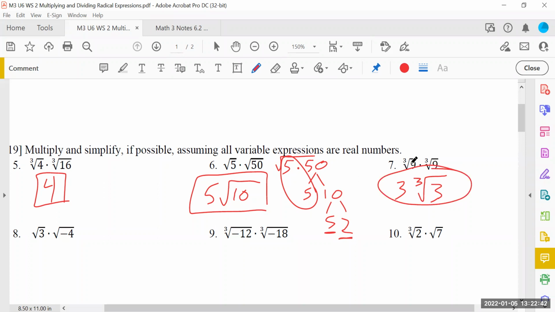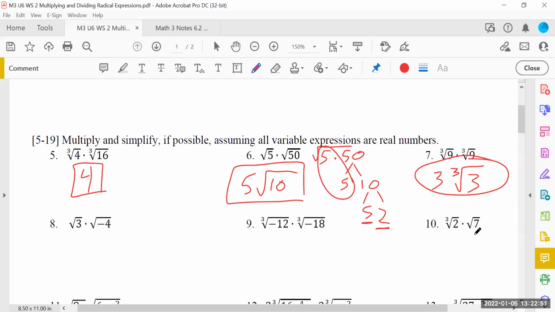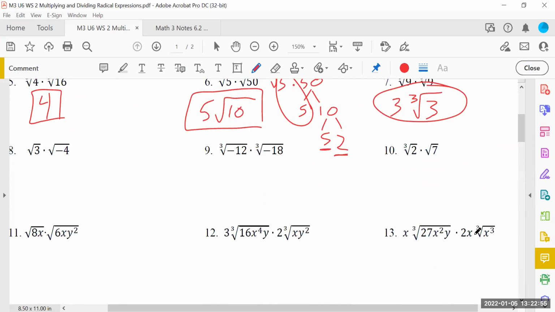Yes. Which one? Number 10. Okay, you're ahead of us, but I'll go ahead and do it since you asked. Number 10, does everybody see that number 10 has a problem? You've got a cube root of 2 times a square root of 7. They don't have the same index. So you're either going to write not possible or just rewrite it as it is. It doesn't reduce. You can't multiply it. It's just the same thing. Does that make sense to everybody?